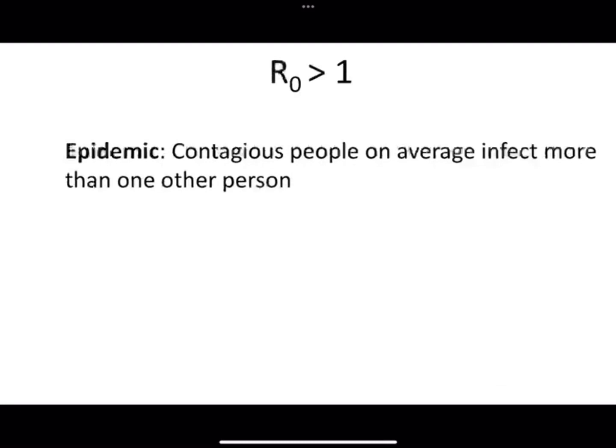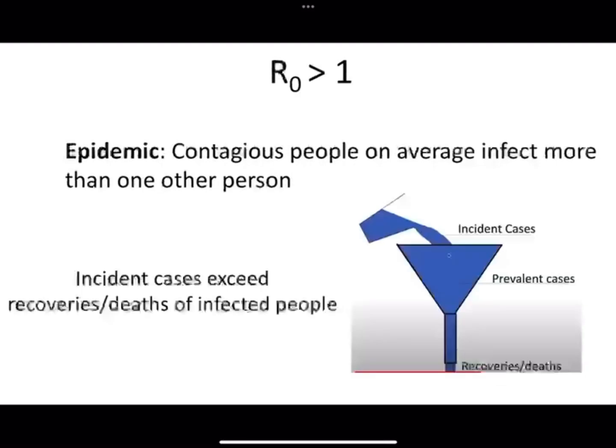And R naught above 1 is an epidemic, so that's a situation where contagious people infect more than one other person, and that's where the cup is pouring faster than it's coming out the bottom, and yeah, that's the definition of an epidemic.